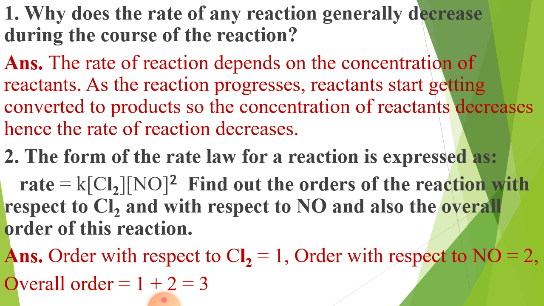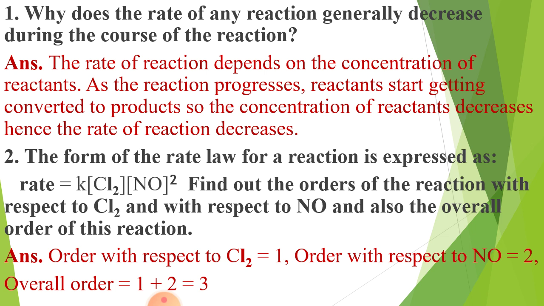Now question number 2. The form of the rate law for a reaction is expressed as rate equal to K [Cl2]^1 [NO]^2. Now find out the order of reaction with respect to Cl2 and with respect to NO, and also the overall order of this reaction.